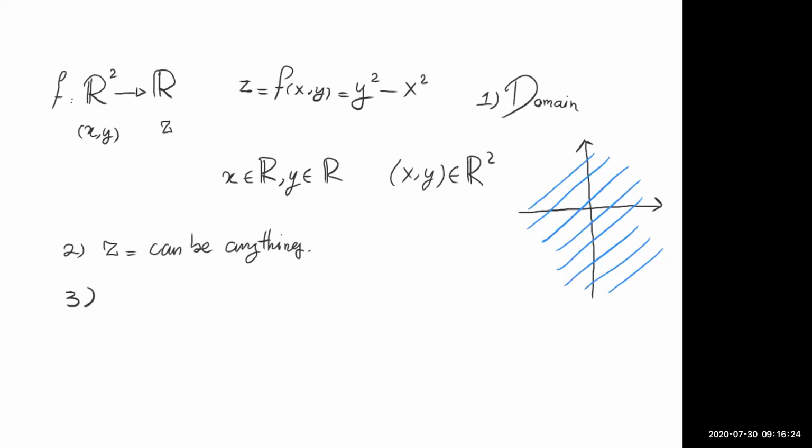Okay. Let's see if we can sketch the graph of this function inside the three-dimensional space. Z is equal to y squared minus x squared. Actually, we have seen the graph of this function. Does anyone remember what is the name of this surface? Yes, it's a saddle.